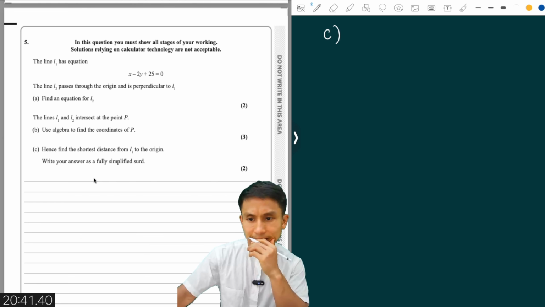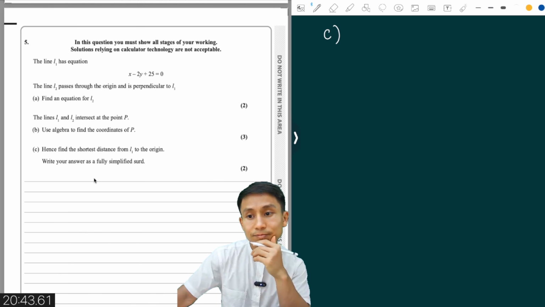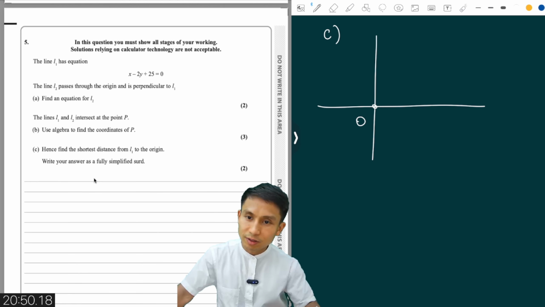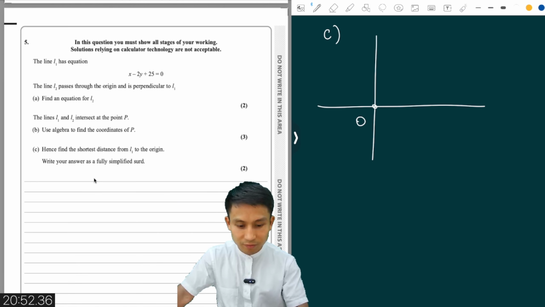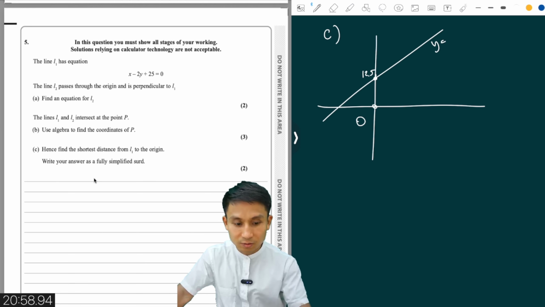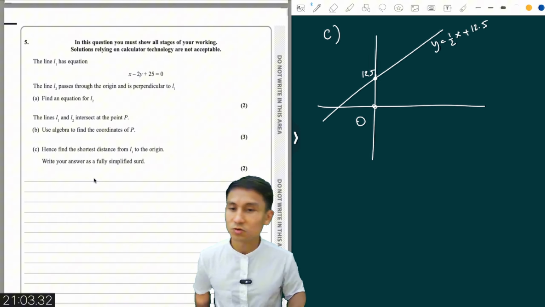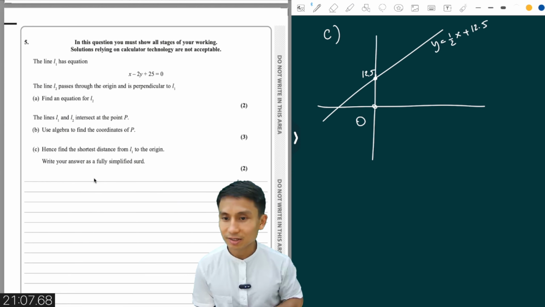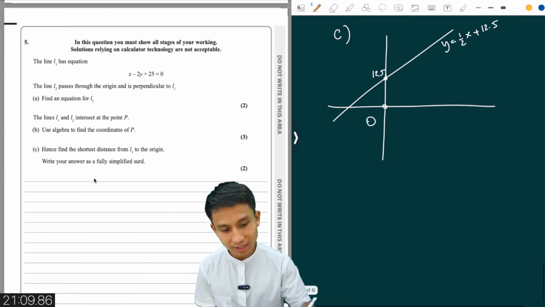Interesting. L1 is that line. So I'm going to roughly draw L1 and the origin here. L1 is x plus 25, so 25 over 2 is like 12.5, right? So that's y equals 1 over 2x plus 12.5. Well, the shortest distance from the origin should be that length right there.